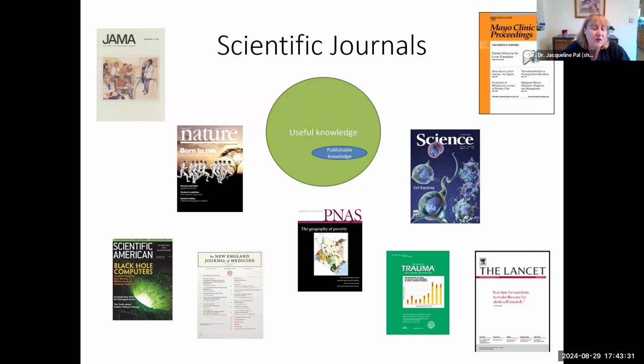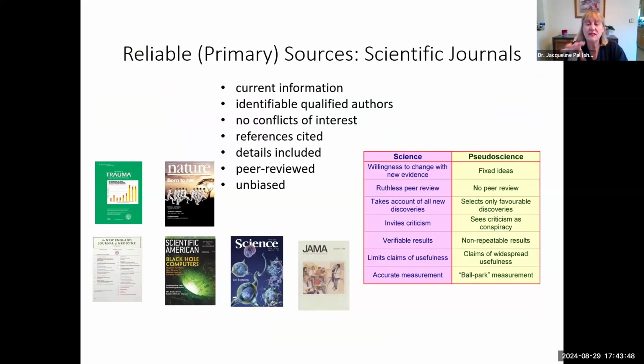Now with the internet, there's a plethora of online journals that don't have quite the prestige, but allow a lot more people to publish rather than perish. But these basically are like the gold standard of scientific journals. And here's what scientific journals have in common. They are considered primary sources. They are the gold standard. They have the most current information.